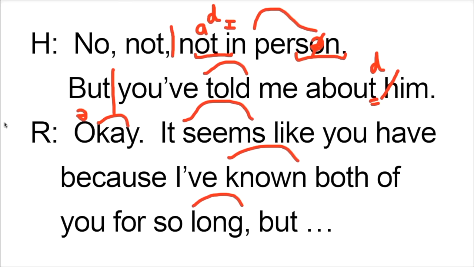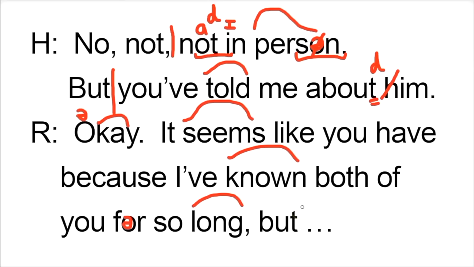The less important words, the function words, will be less clear and very fast, and sometimes will change the sounds. For example, in the word for, that was pronounced with the schwa. For, for. It's very fast. For so long, but... How did I pronounce the T in but? It was the end of my thought. It was a stop T. But. I stopped the air.